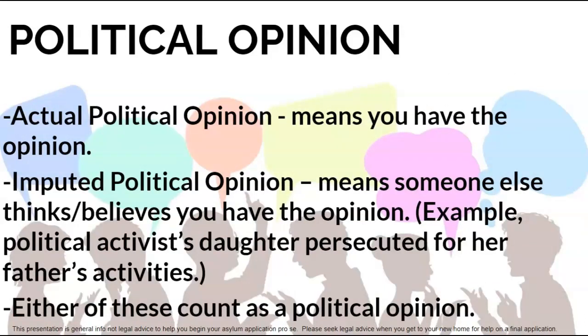You can have an actual political opinion, which means you have the political opinion, or you can have an imputed political opinion. That means someone else thinks or believes you have the opinion. Example, a political activist's daughter is persecuted for her father's activities. Either of these counts as a political opinion.